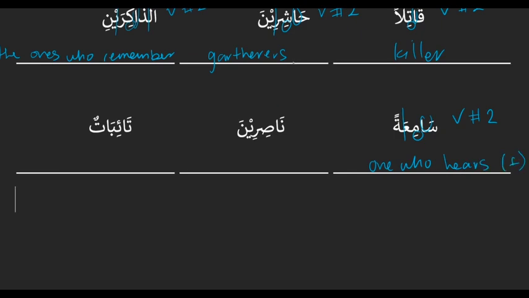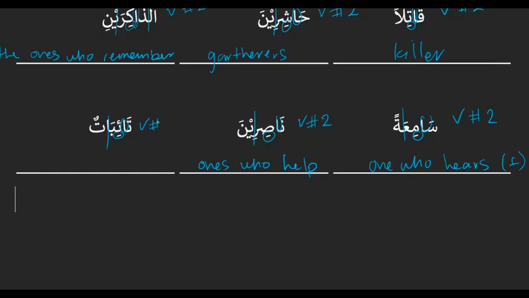Nasirin. Hide the ina. The second letter is an alif. Third letter has a kasra. Nasir would be one. It's from nasara. So one who helps. And then nasirin, ones who help, helpers. Yeah, ones who help or helpers. And last one, ta'ibat. So hide the atun. That's extra. There's alif as a second letter. And the third letter has a kasra. Right.